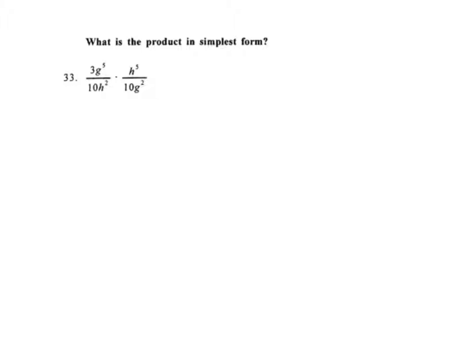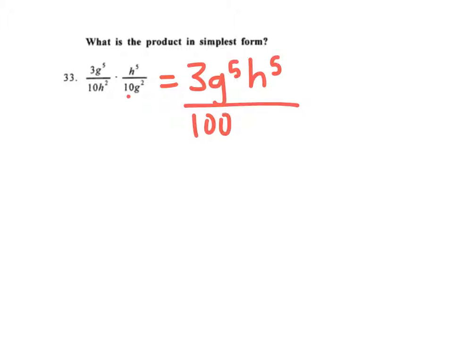So I am going to have on top 3g to the 5th, h to the 5th. And then on the bottom, I have 10 times 10 gives me 100. So 100 h squared, g squared. And just for the sake of putting them in the same spot, let's do g first. G squared, h squared.